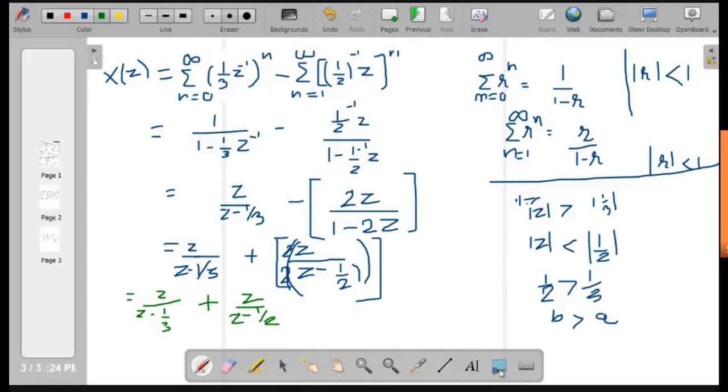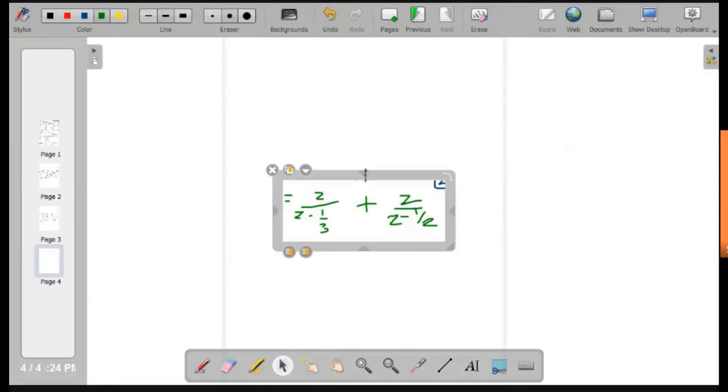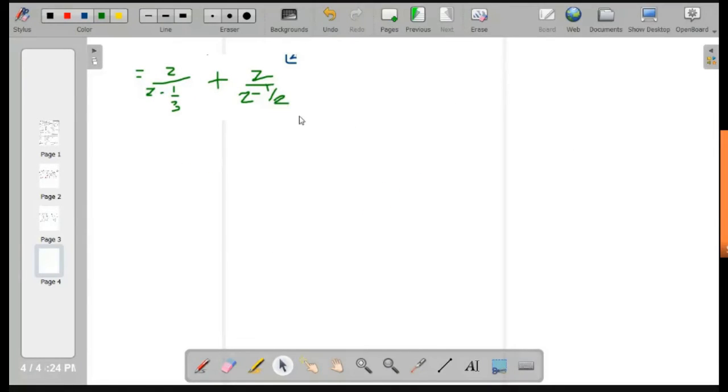So I will again cut this part that I am having and go to the next page. So I have this here, right? Probably I will not be able to remove that. Now what to do? Now I see that I have to find the ROC.